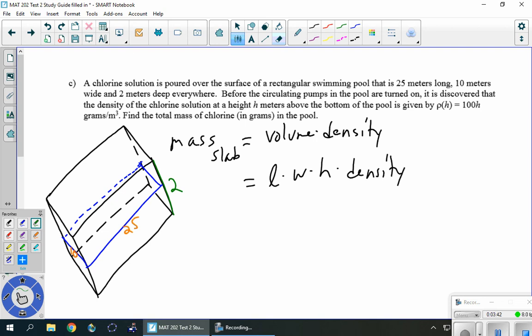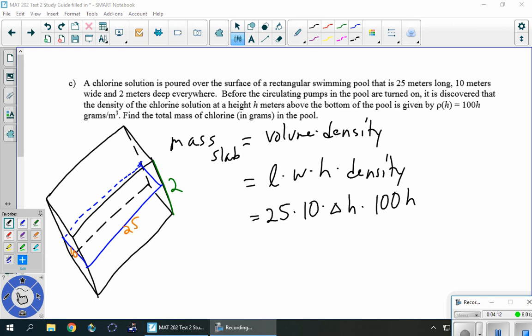Let's fill in our labels here. For our blue slab, what's the length? It's always 25, no matter where this slab is as you slide it up and down the pool. The width of our blue slab is always 10, but the height of our blue slab is not 2. The height is just whatever tiny thickness we give it. I didn't draw it, but delta h would be a really good name for that tiny bit of thickness. And then the density of the chlorine everywhere is given by our formula, 100h.